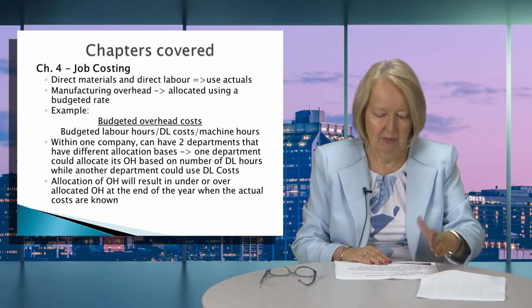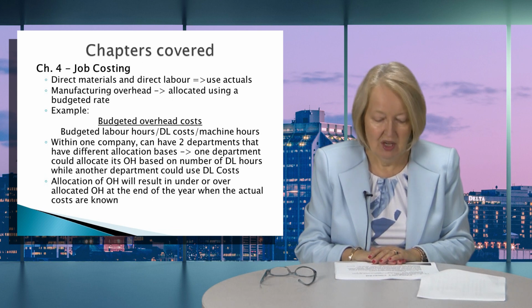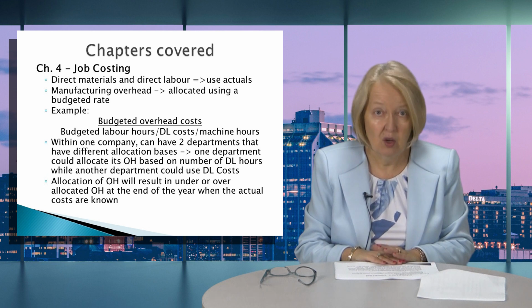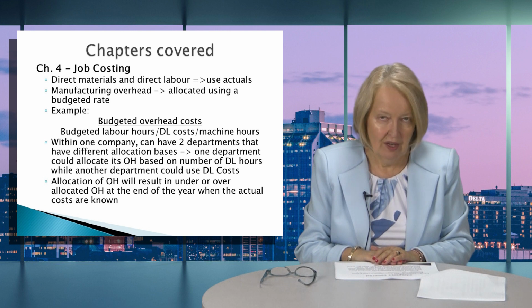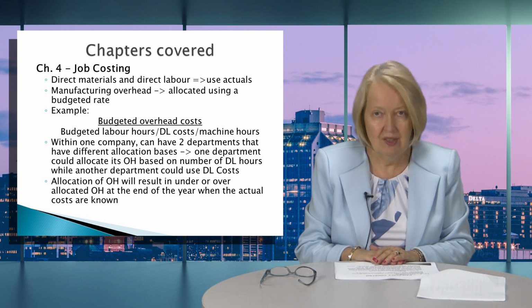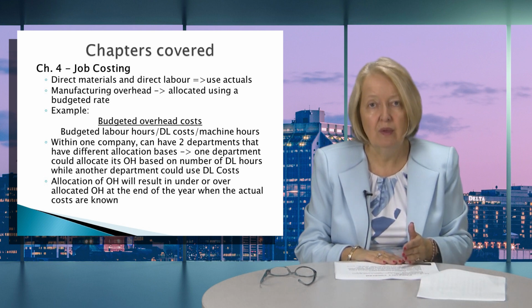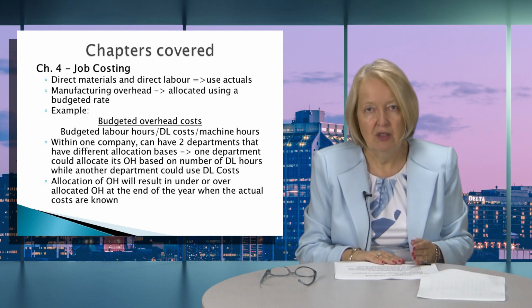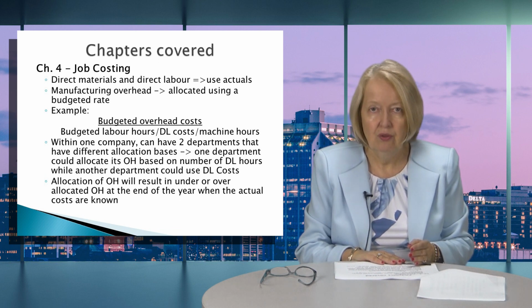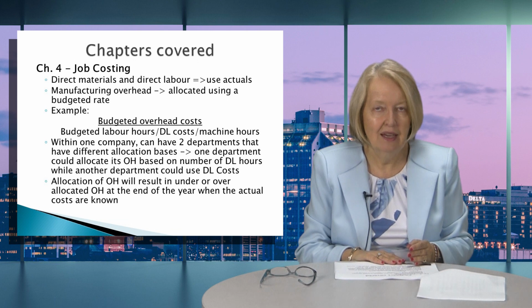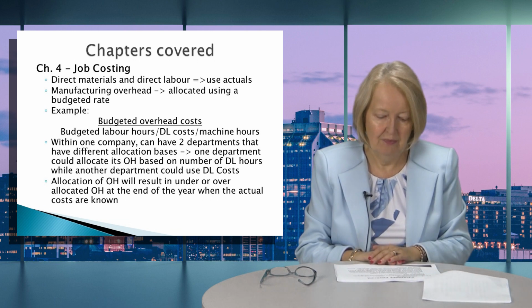Chapter 4 is all about job costing. Here we are looking at your direct materials and your direct labor. You're always going to use actuals there. However, for your manufacturing overhead, you're going to use an allocated rate based on a budgeted unit rate. We use an allocated rate for overhead because during the year, you don't really know all of the overhead that's going to be incurred. You don't know the exact number, so you use an estimate or an allocated rate, and then at the end of the year, you would do an adjustment.